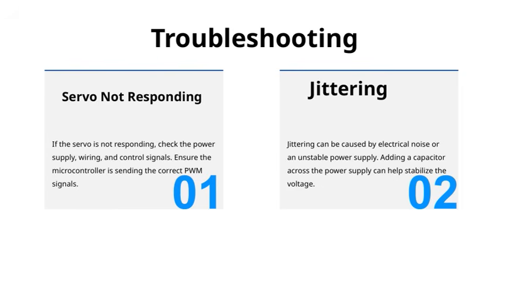Both of these issues, non-responsiveness and jittering, highlight the importance of proper power management and reliable connections. Troubleshooting these common problems ensures your servo operates smoothly, which is crucial for achieving precise control in your projects. Remember, addressing these points helps keep your entire system functioning reliably and efficiently.